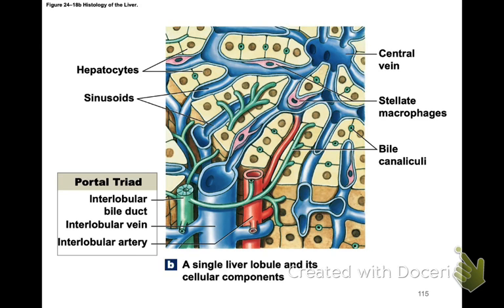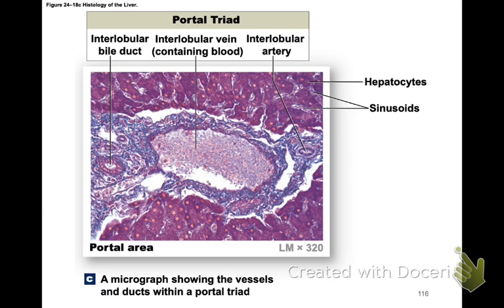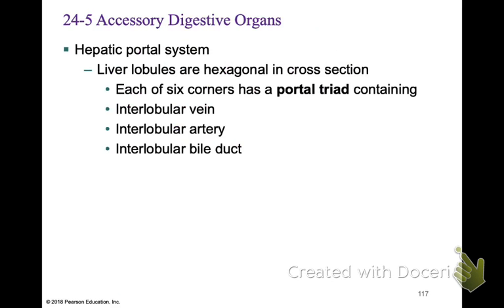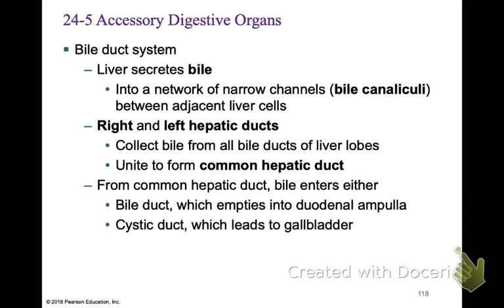They're more likely to be doing the other metabolic processes of the liver. Okay, so there is the portal triad. And the hepatic portal system, we know, drains blood from the stomach, pancreas, spleen, small intestine, and large intestine.